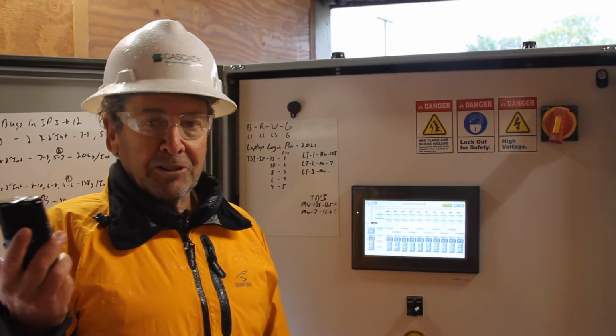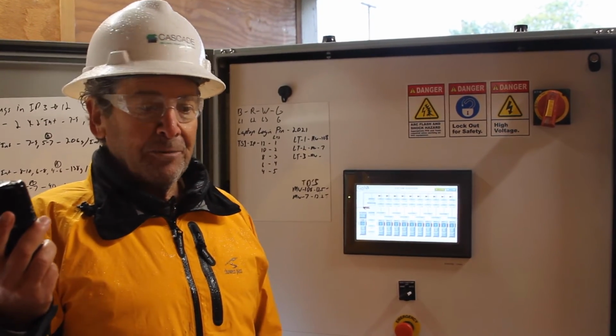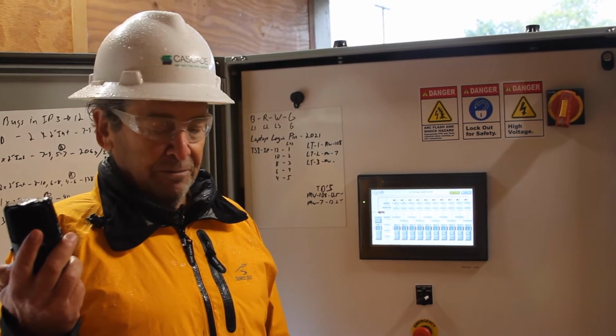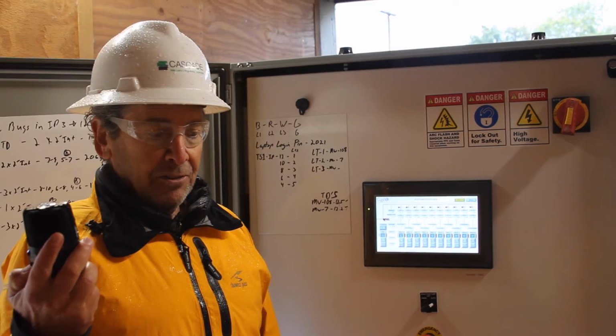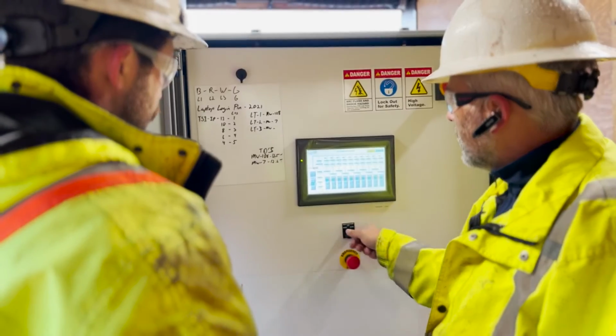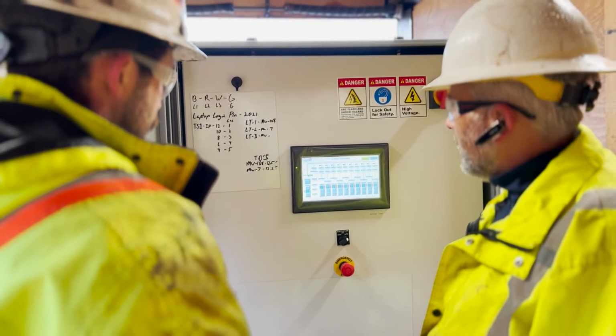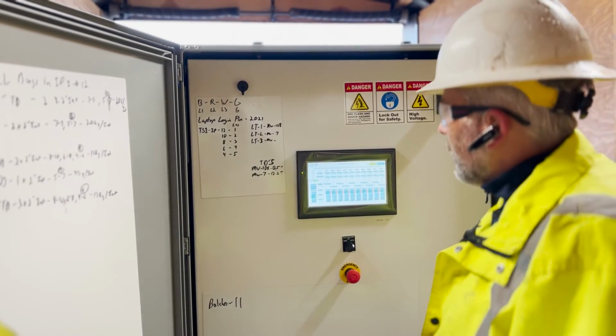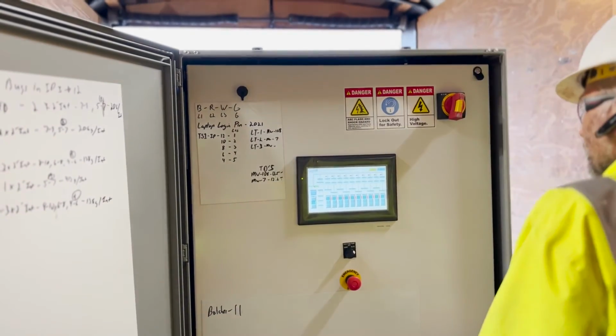Okay, what we have here is really the brains of the system. This is our control panel, and this gives the operator the ability to set pressure and flow on each injection location. Here we've got 10 locations on the panel. We've also got a lot of different inputs here that we can control.